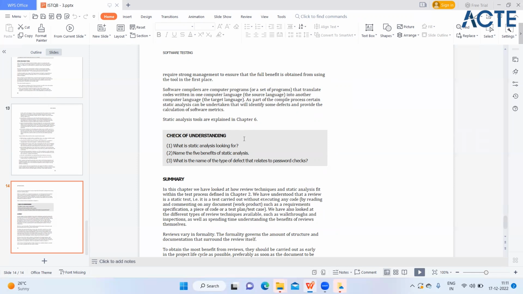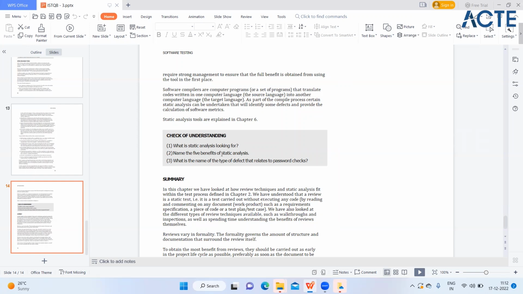Now, check of understanding: what is static analysis looking for? It's mainly for checking, as an individual, mainly at the document level, or for the programmers at the code level. They can use it to check the code they have developed against the predefined structure or predefined standards, whether it is meeting them or not. And the designers also have predefined rules before making any design document, or we can say a design structure, so they can use it there.